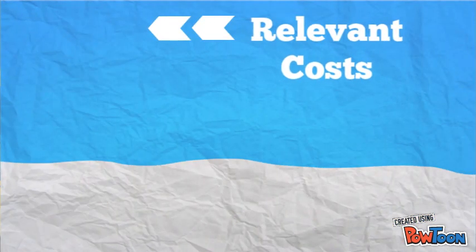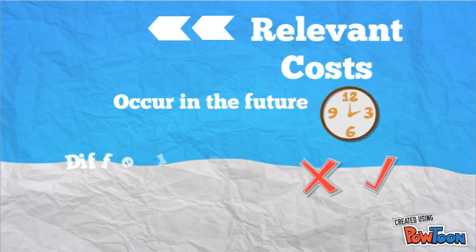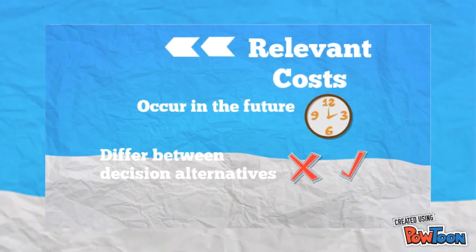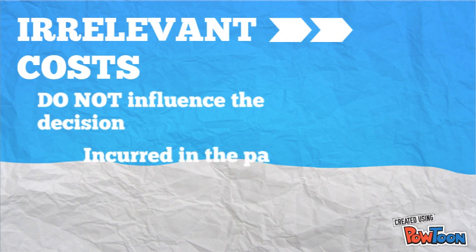Relevant costs are defined as those that occur in the future and differ between decision alternatives. These costs should be considered as they have yet to be incurred. Irrelevant costs are defined as those that will not influence the decision, either because they have already been incurred or because they do not differ between the decision alternatives.